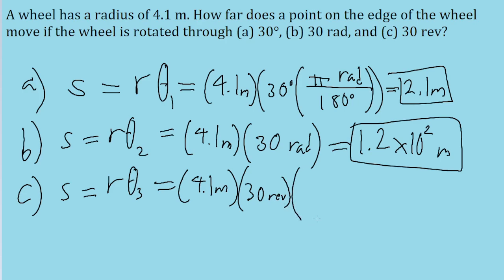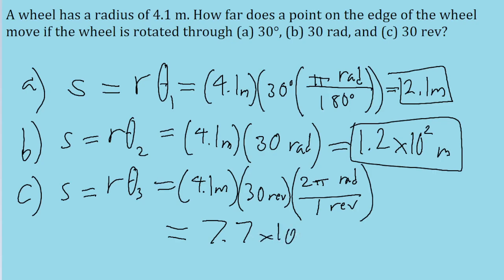One revolution, one full rotation in a circular path, is equal to 2 pi radians. So we can multiply by the conversion factor of 2 pi radians for one revolution. If we put this into a calculator, then we find an s value of about 7.7 multiplied by 10 to the power of 2 meters. And that's the answer to part C. And that's it for this problem.